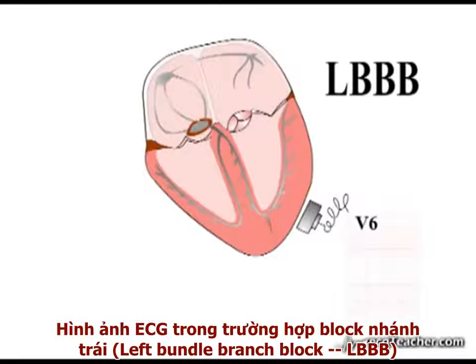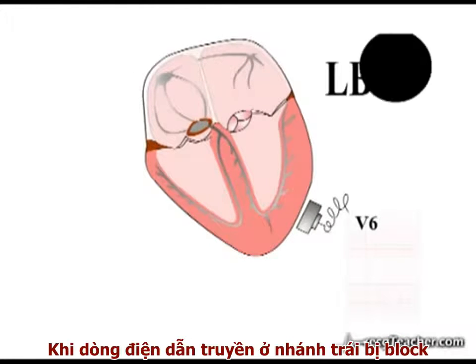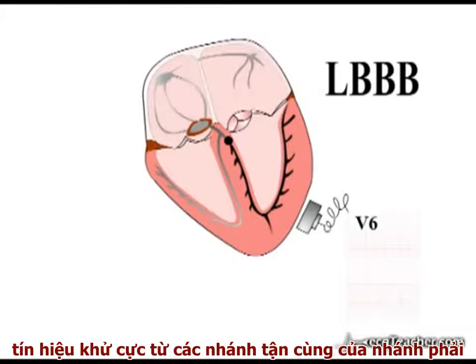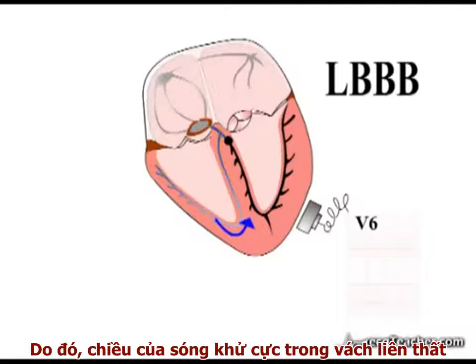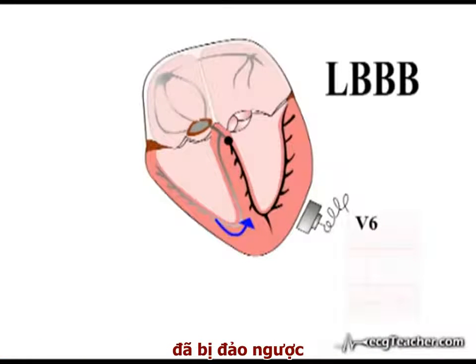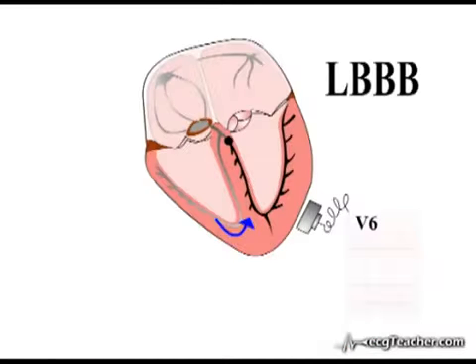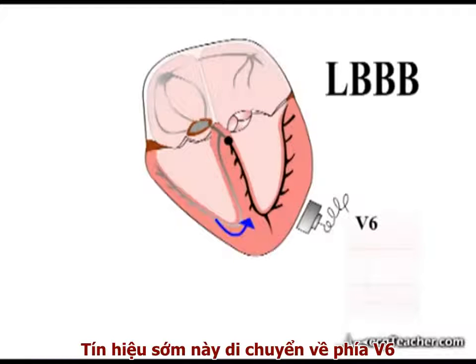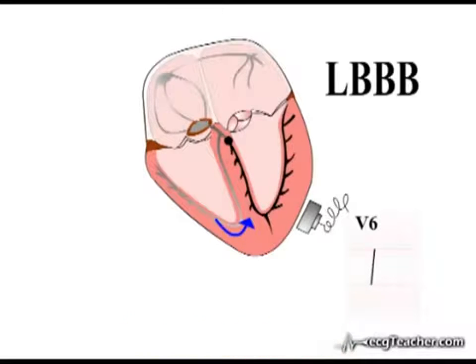The ECG findings in left bundle branch block are also predictable. When flow in the left bundle branch is blocked, depolarizing signal released from the terminal branches of the right bundle branch moves into the septum. The direction of travel of the depolarization wave within the intraventricular septum has therefore been reversed and is now moving from right to left, the opposite direction to normal. This early signal is moving towards V6, resulting in an initial positive deflection in this lead.